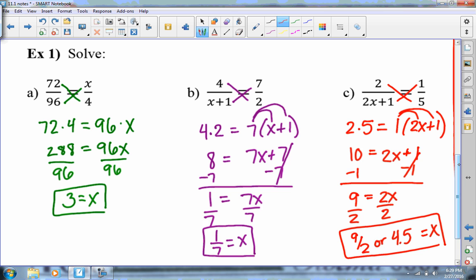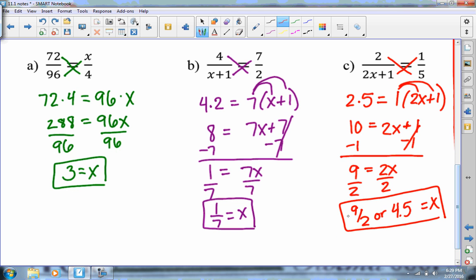So you can leave your answer as a mixed, or I'm sorry, an improper fraction, as long as it's reduced all the way. 9 over 2, we can't reduce that anymore. But I could actually divide it out and get the decimal for it, and that's fine too. Whichever answer you prefer is totally fine.